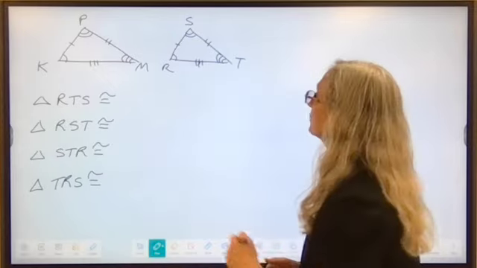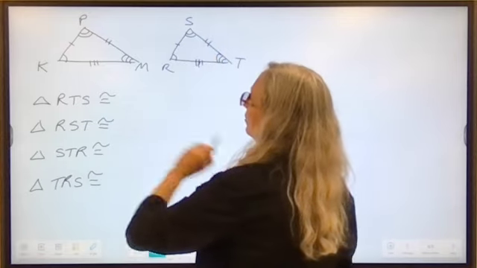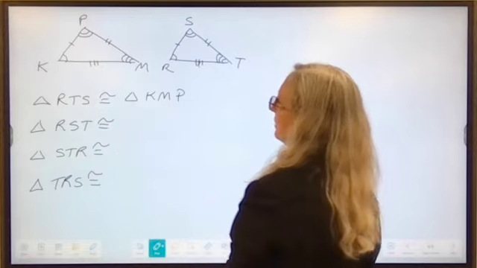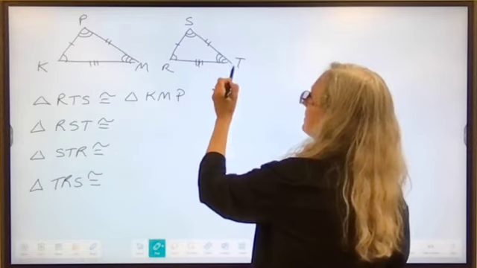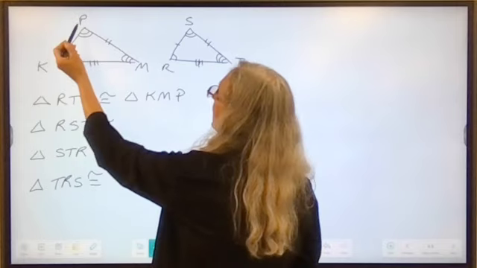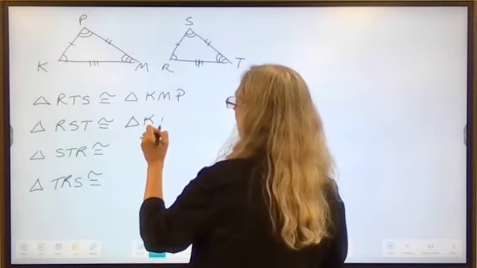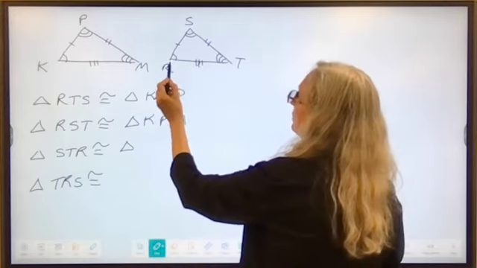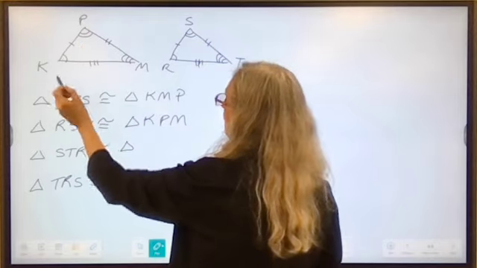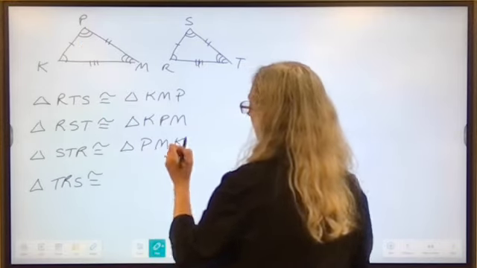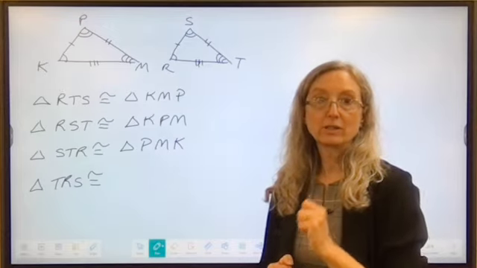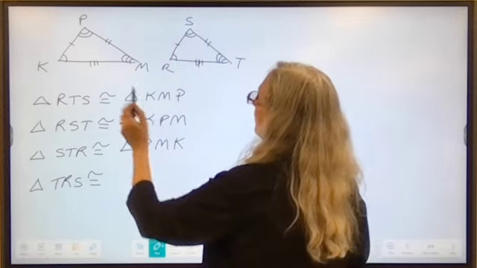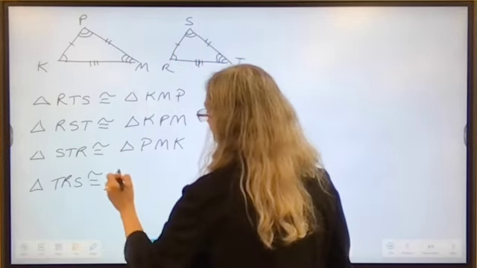Okay, for the first one, triangle RTS would be congruent to triangle KMP, corresponding order. Triangle RST would be congruent to KPM, same order. Triangle STR would be congruent to triangle PMK, corresponding parts in corresponding order. Triangle TRS would be congruent to triangle MKP.